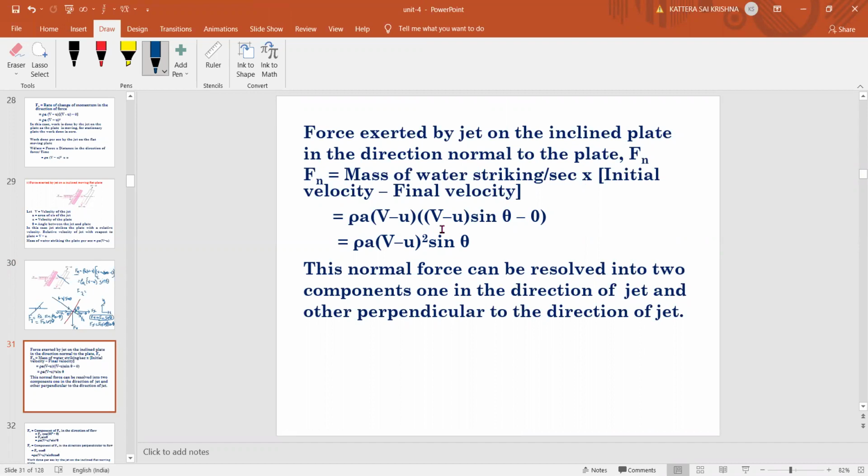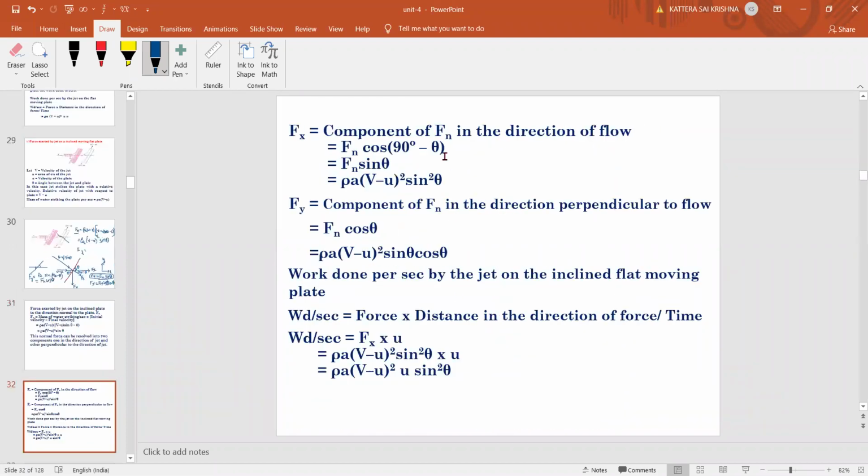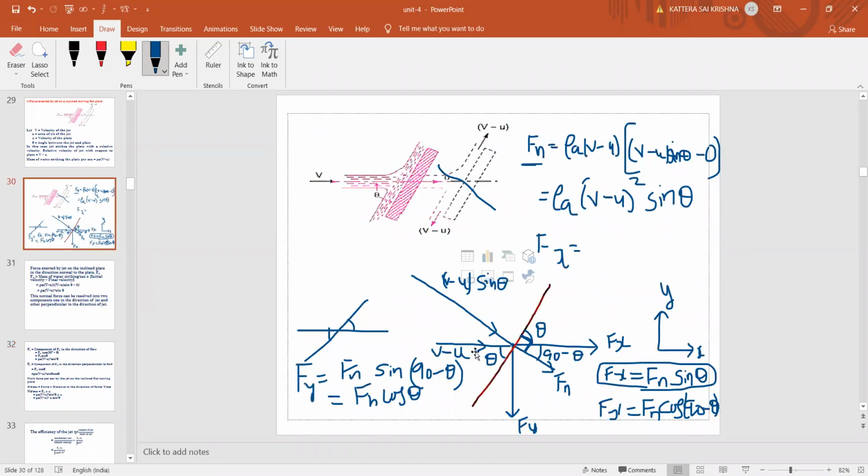So this normal force can now be resolved into two components. One in the direction of the jet, that is Fx, and the other in the perpendicular direction of the jet as Fy. So I have shown you how to calculate that already, right? So Fx equal to Fn sin theta, Fy equal to Fn cos theta, right? So the same thing you have shown here. That is Fx equal to the component of Fn in the direction of flow. So Fn cos 90 minus theta will be coming from the diagram which I have shown here, right?